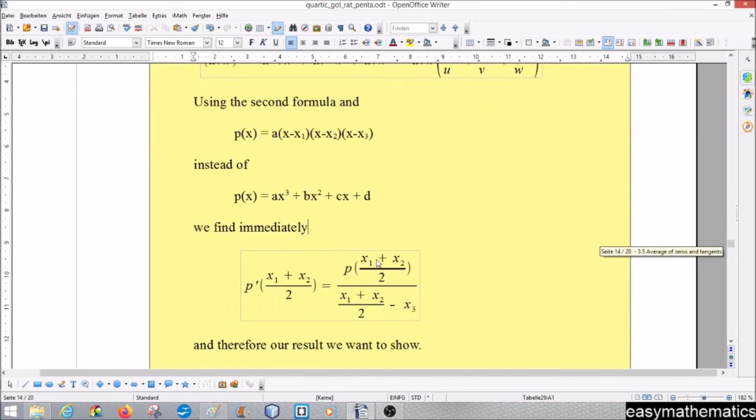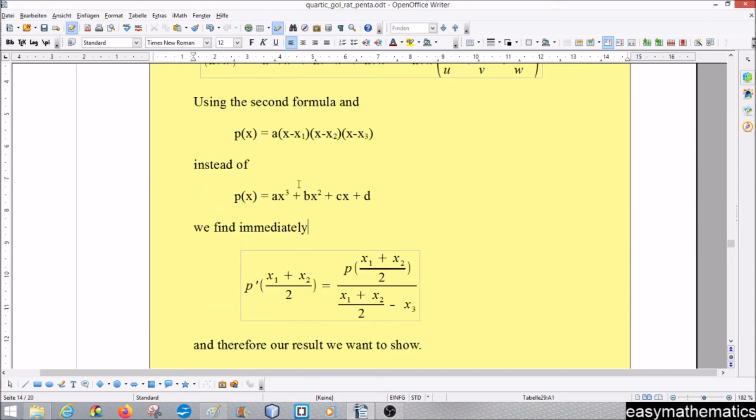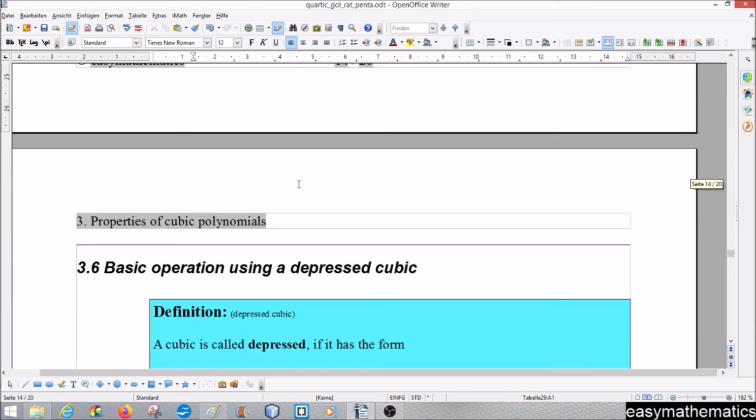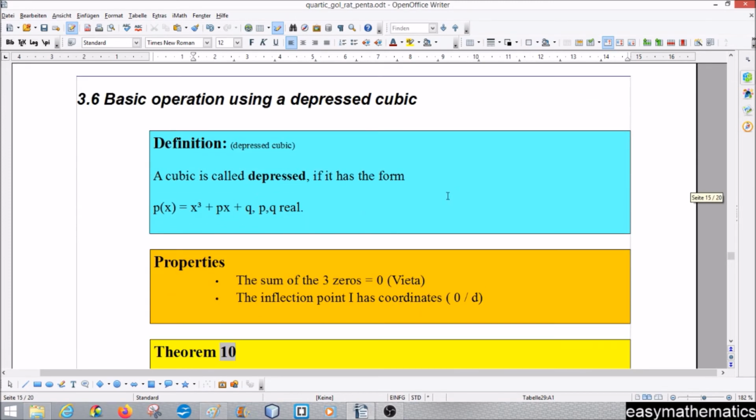Please take your time for the details. Please check it out. It's really beautiful in my opinion. The next point are the basic operations using a depressed cubic. And first we have to define what is a depressed cubic. A cubic is called depressed if it has the form x cubed plus px plus q, p and q are real, or in other words, there is no quadratic term.